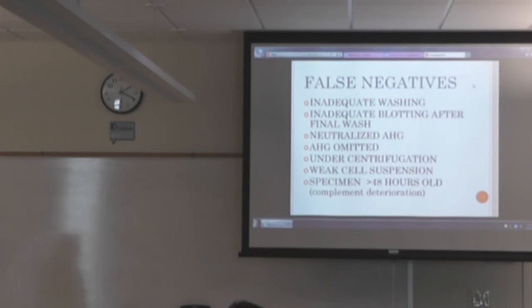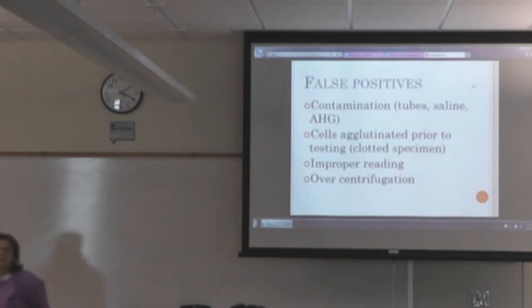If you don't centrifuge enough, you might not get the antigens and the antibodies close enough together so that you find a positive reaction. And the specimen being more than 48 hours old, a lot of times what will happen is the complement will deteriorate, and if it's reliant on the complement, you could have a false negative in that case. And of course, if you have a cell suspension that's so weak, you have a prozone effect where all the antigens and the antibodies are attached, but they're so far apart that you don't see the actual reactions themselves.